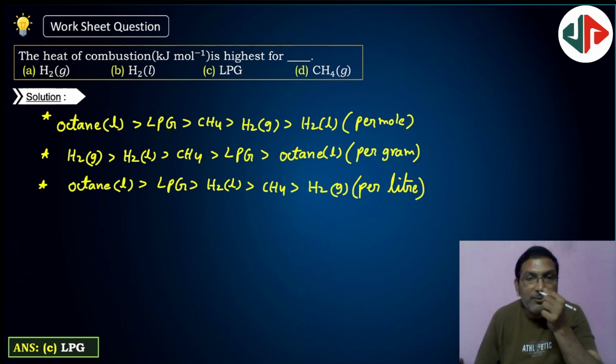So out of H2 gas, H2 liquid, LPG and CH4, LPG will be having the highest heat of combustion. Heat of combustion is always negative. That means the amount of energy will be released in this process. Next.